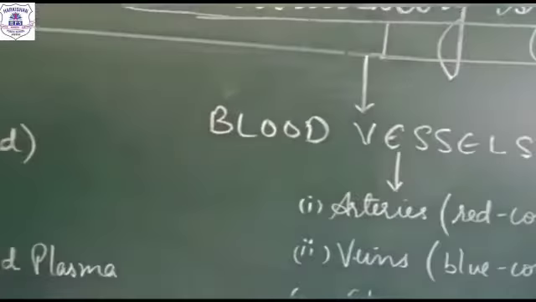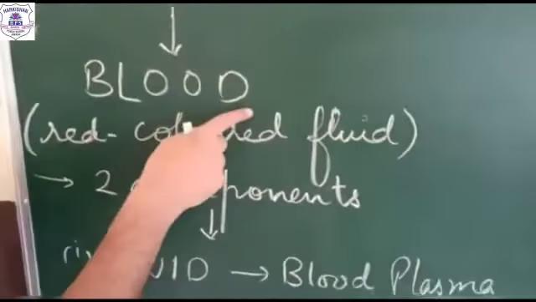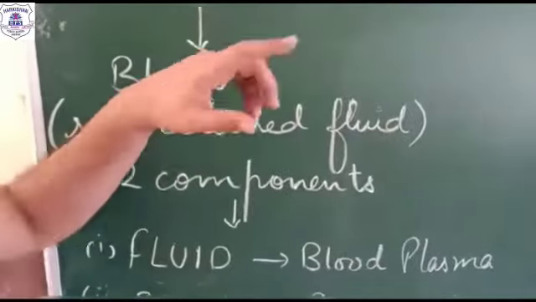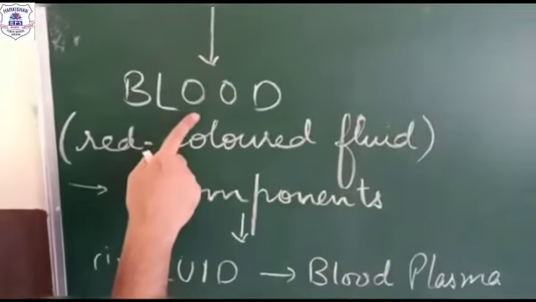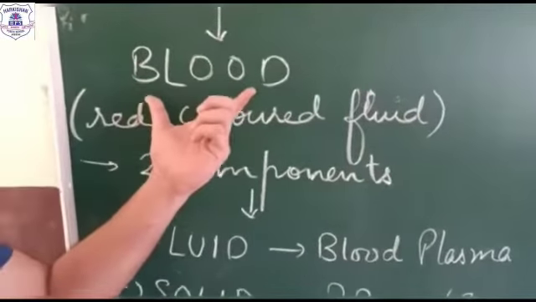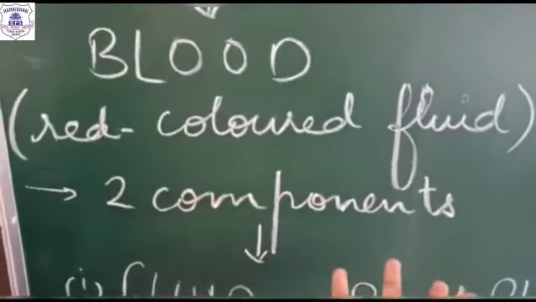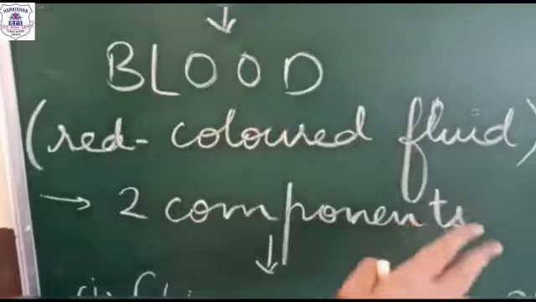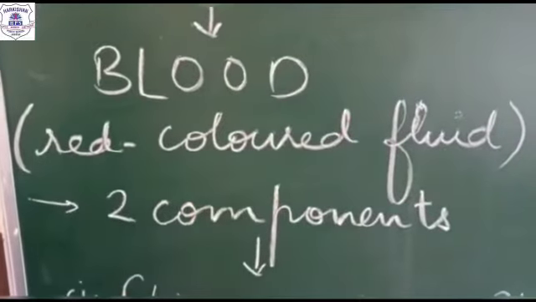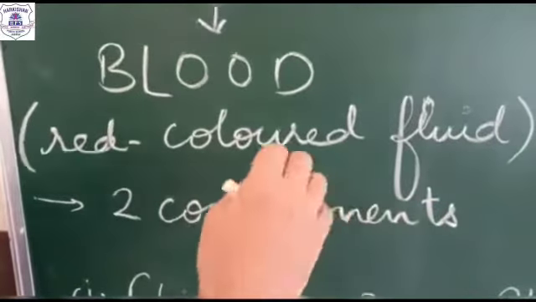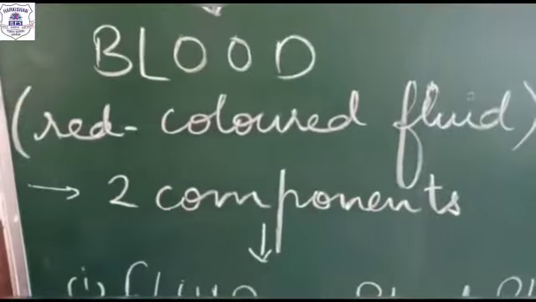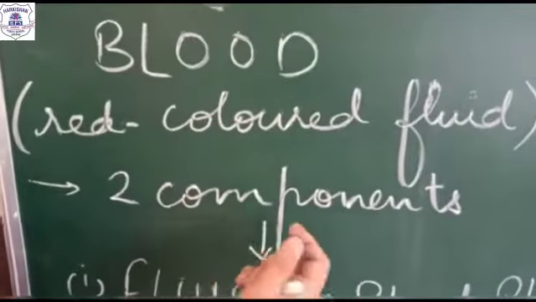You can see here I have written the first component is the blood. Means the first part of this circulatory system is the blood. Now what is blood? It is a red colored fluid, or liquid, which transports materials like carbon dioxide, oxygen, digested food, etc. This blood also has two components further.